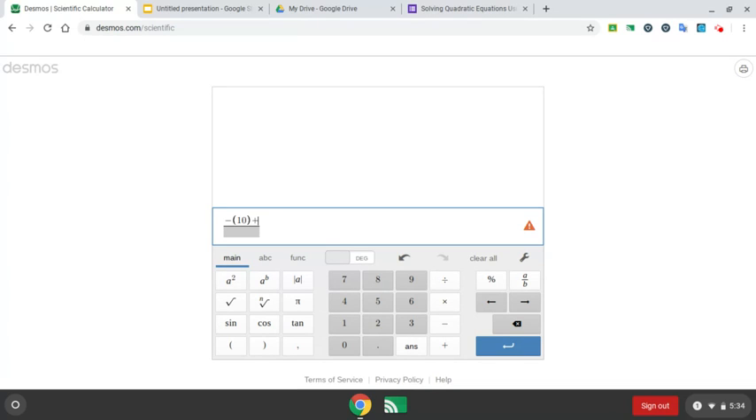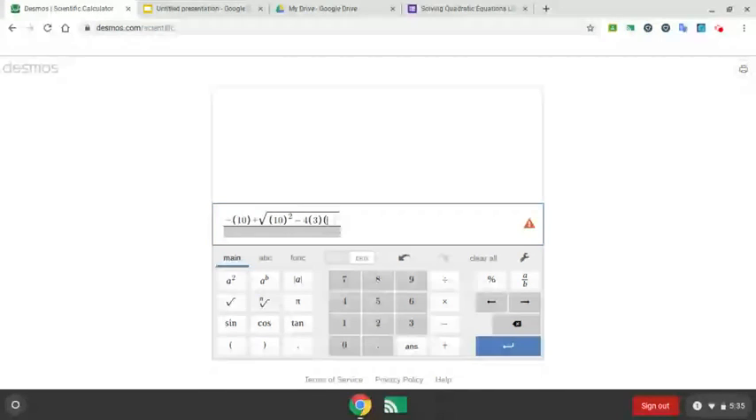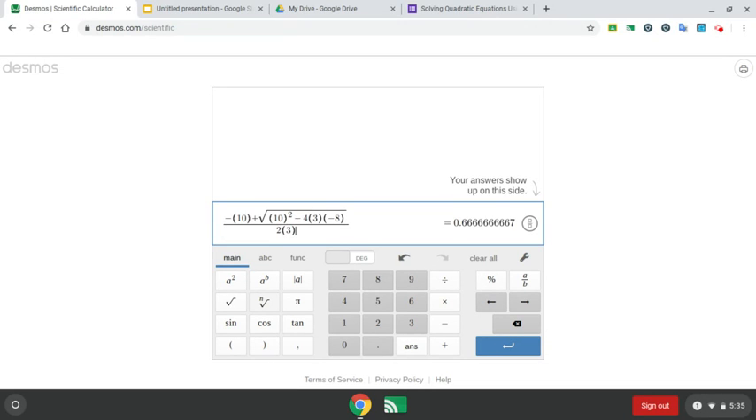First, I'm going to do plus the square root of parentheses 10, close parentheses, squared, minus 4 parentheses 3, close parentheses, parentheses, negative 8. So you're going to type it exactly as you had written it, just like we used to do in class. And then on the bottom, it's going to be 2 parentheses 3.